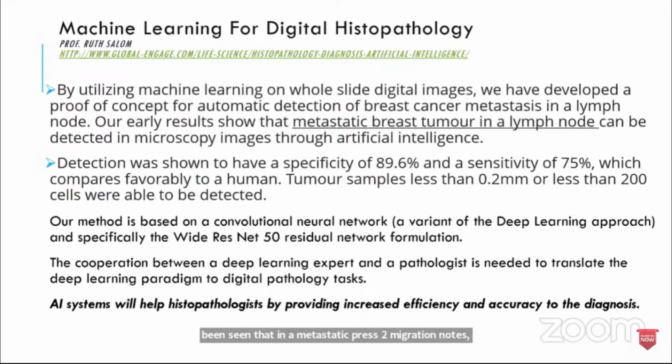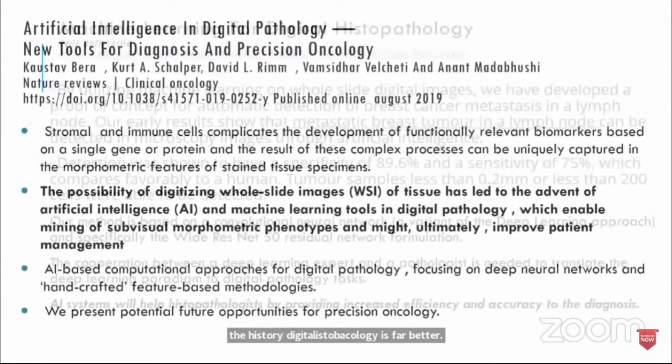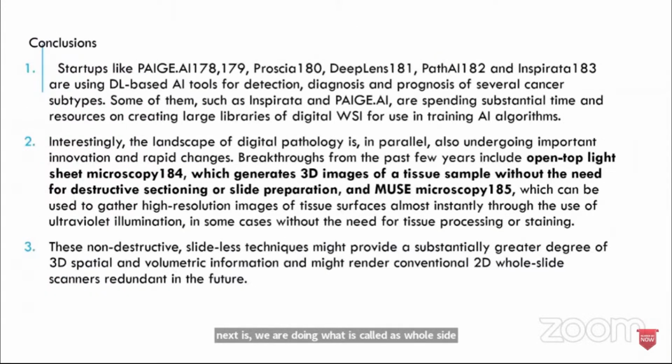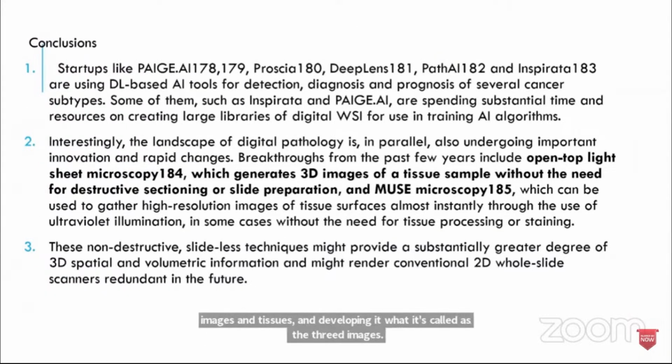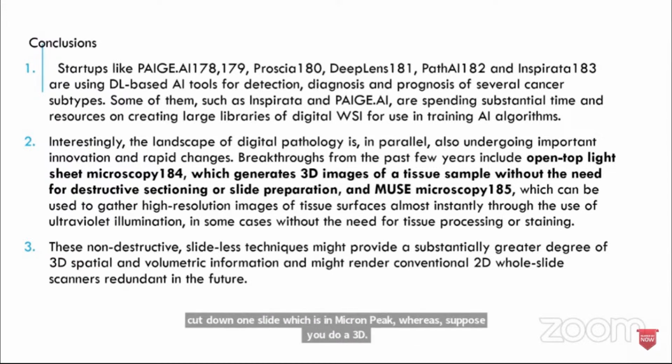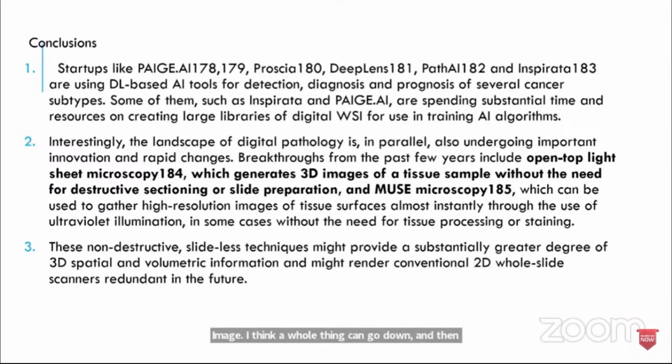And then we have slide scanners, and what is coming next is what is called whole cell images and tissues, and developing into what is called 3D images. So now I hope everybody knows that in histopathology we have blocks, and we cut one slide, which is in microns thick. Whereas suppose you do a 3D image, I think the whole thing can go down, and then it can even transfer the whole of the areas.